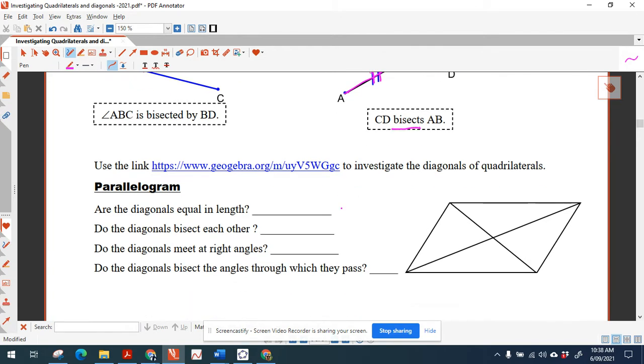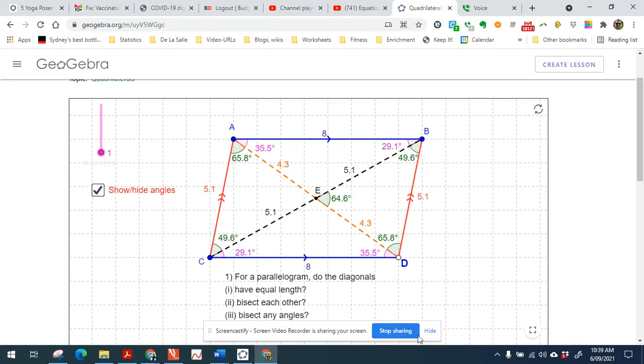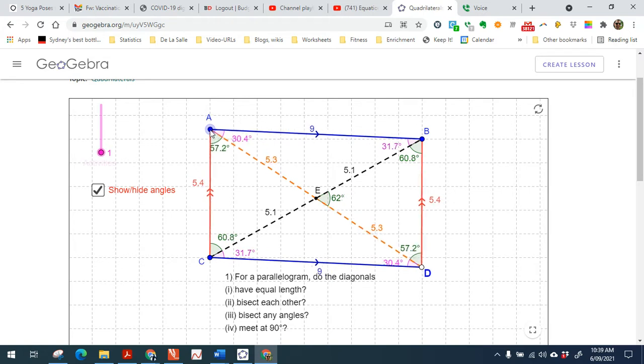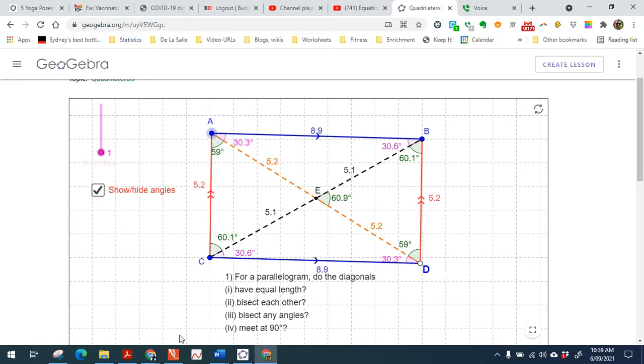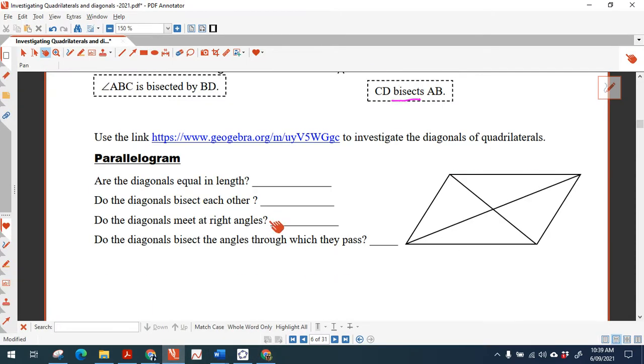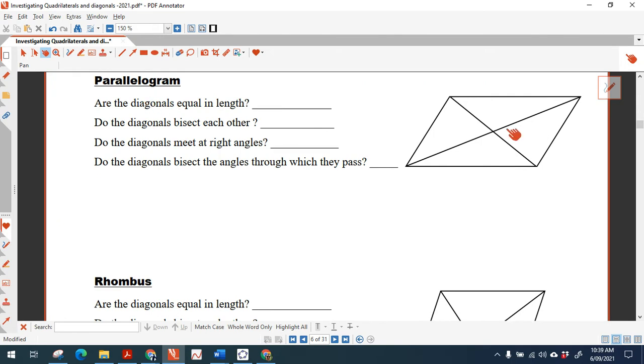Now what you're going to do is click on this little link here, and that link is going to take you to this web page. Let me just hide this for a minute. That web page will allow you to look at the properties of the diagonals of all the different quadrilaterals. Okay, so let's do that now. You've clicked on the link and opened that up, and what we're going to do now is answer these questions using that link.